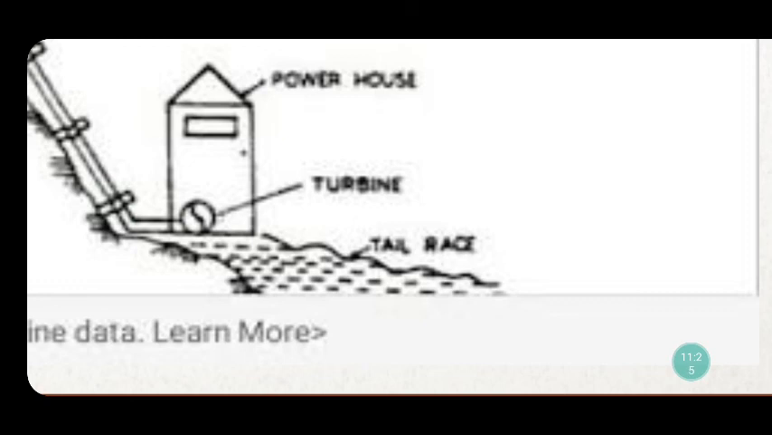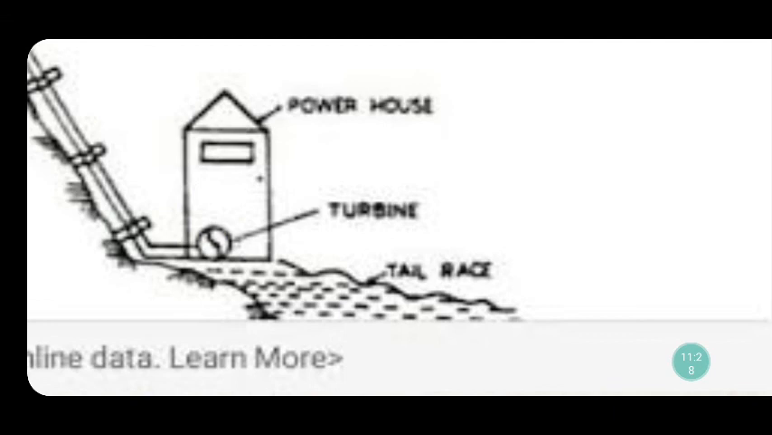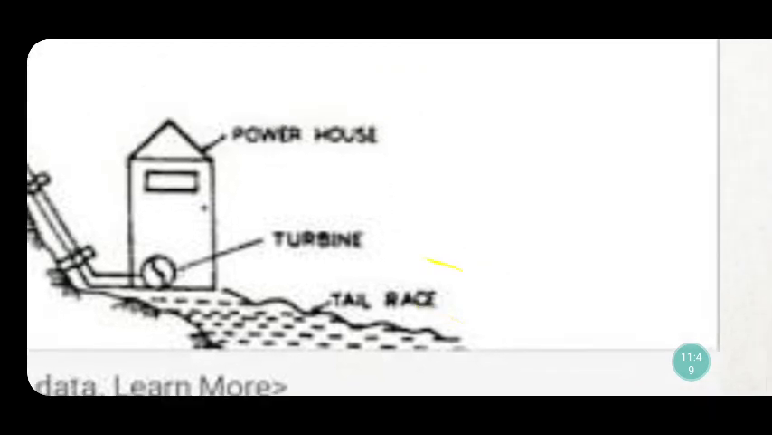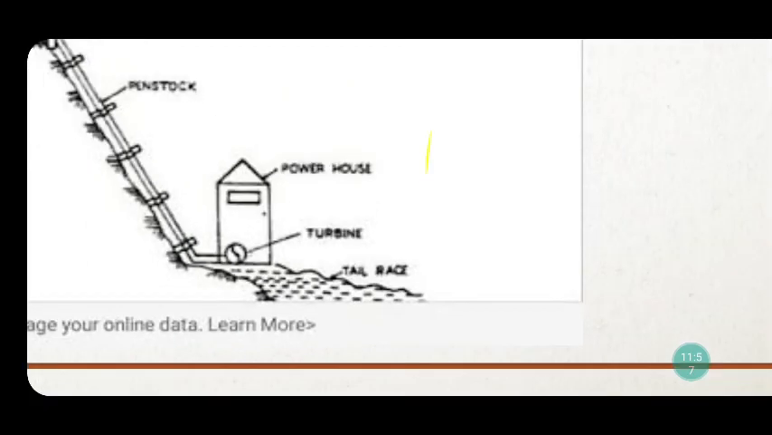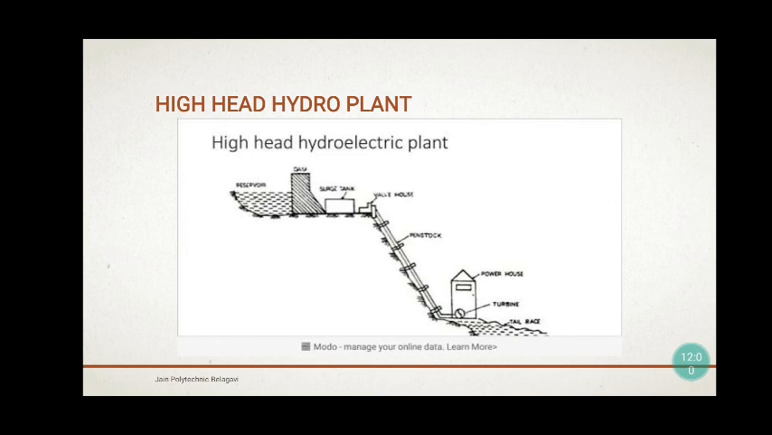We have studied the turbine concept. When water falls on the turbine, the turbine starts rotating. That turbine is connected to the alternator, so the alternator also rotates, and when the alternator starts rotating, it converts mechanical energy into electrical energy, and we get the electricity. Next, this is the tail race. Whatever water falls on the turbine will be discharged here in the tail race. In detail, we have studied the high head hydroelectric power plant.